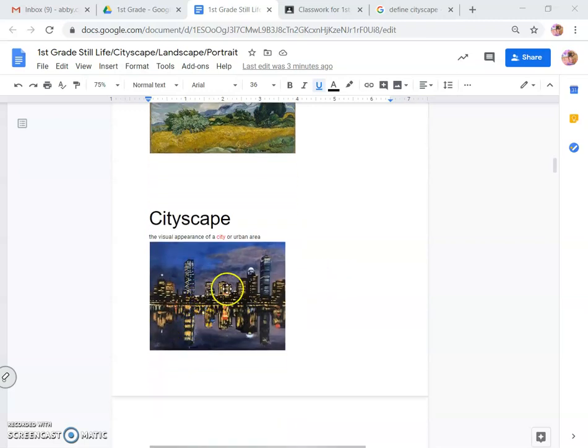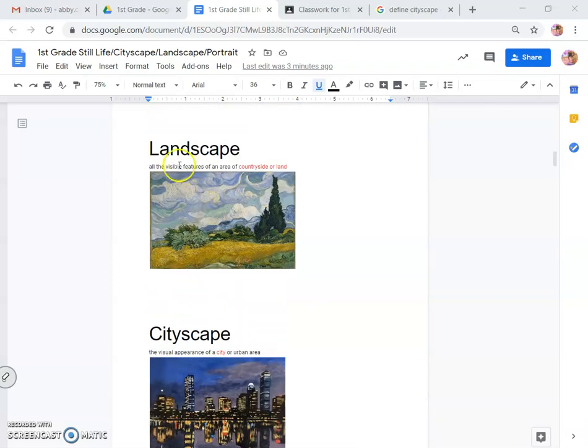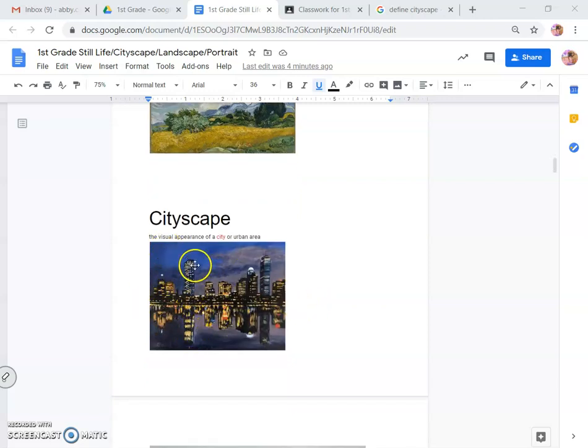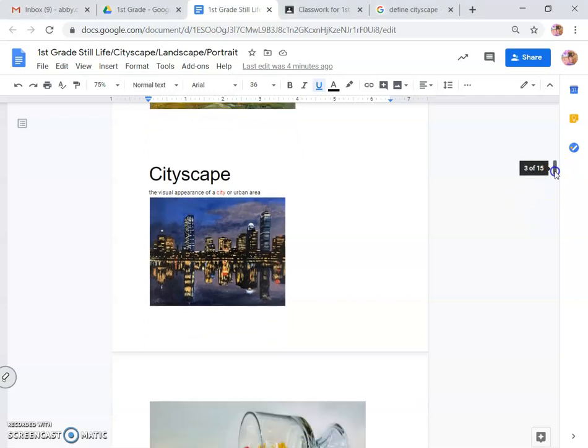Let's see. Cityscape. This is our very last one. I bet you can figure out what a cityscape is. Cityscape and landscape sound the same because they both have the word scape. Landscape, cityscape. So instead of a picture of the land, a cityscape is a picture of a city, the visual appearance of a city or urban area. So cityscape, they've got buildings, they've got lights. You can see the sky and some water in the background, which is nature, but the most important part is that we have all those buildings in there. So I'm going to show you a couple of examples of every single one of these so we can really get a good idea.